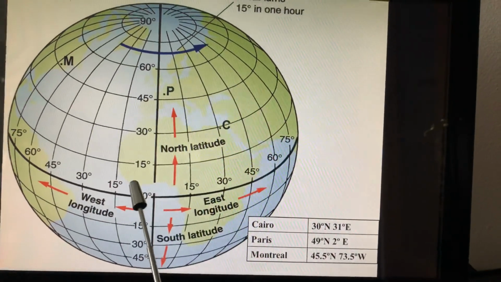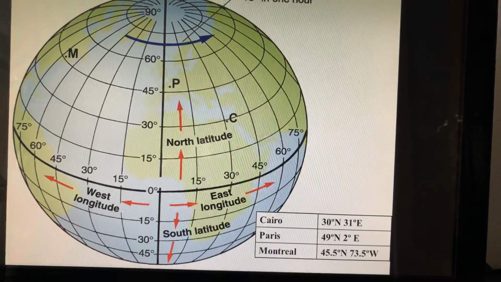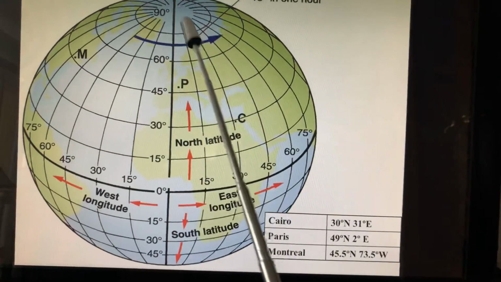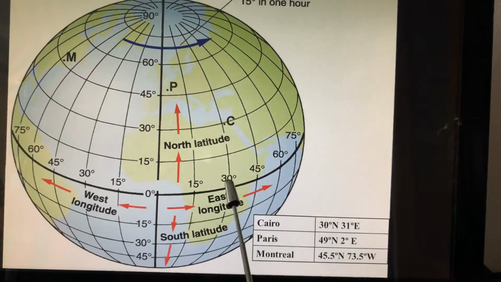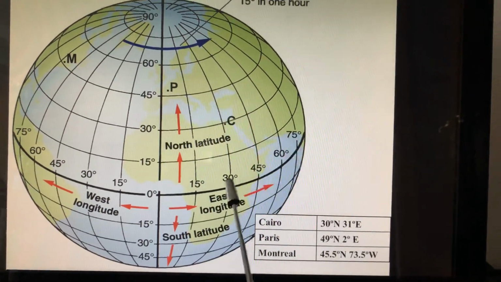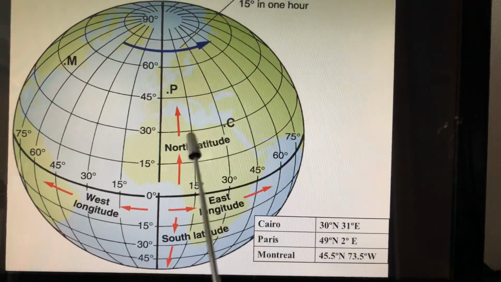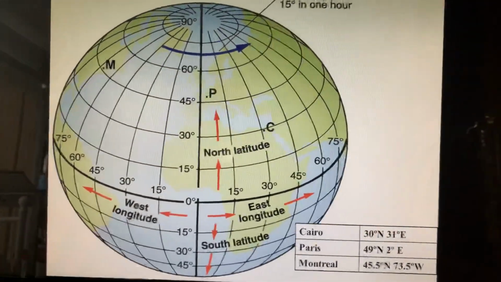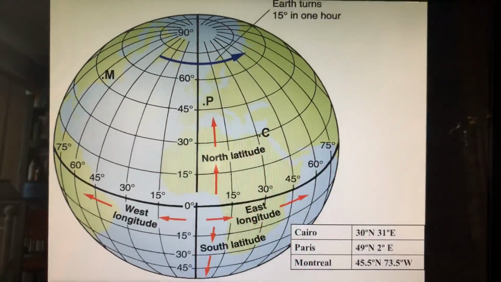This way the numbers are decreasing, so it will be approximately 29 or 30 degrees north. And the longitude will be described here. The closest line is 30 degrees. This way the numbers are increasing, so it is approximately 31 degrees east, because it's east of the prime meridian, which is right here. So this is how we find the latitude and longitude of places.